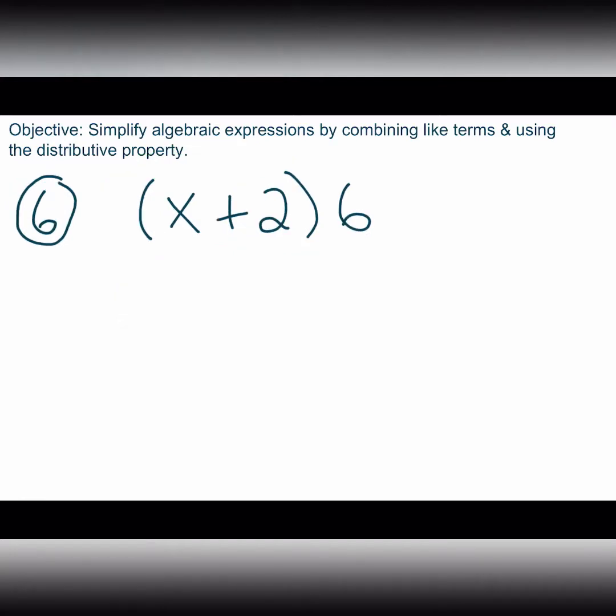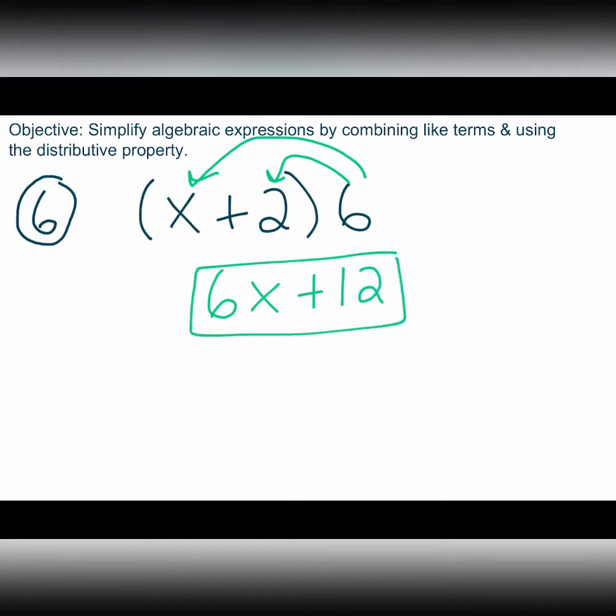Now the next problem we're going to look at is number 6, and you can see that the number is on the right side of the parentheses, but that's okay. We can still distribute that number right into the parentheses. So we would do 6 times x, which is 6x, and then 6 times 2, which is 12. And that is our final answer.